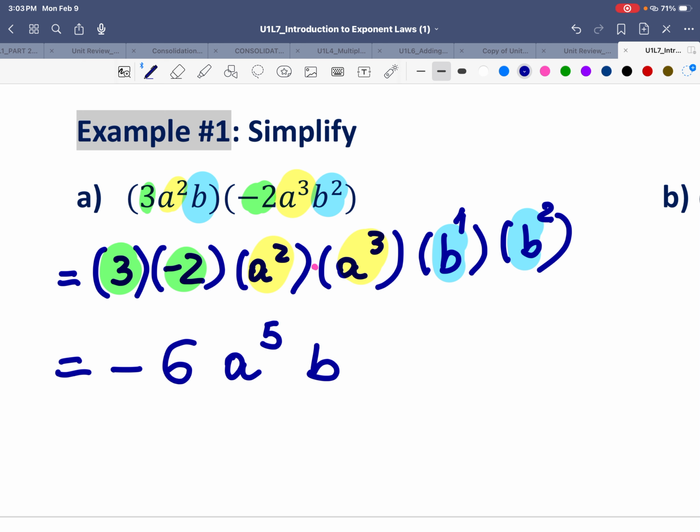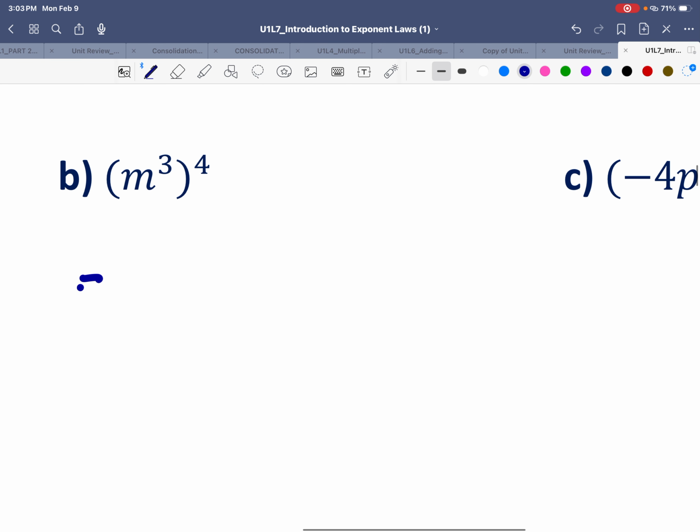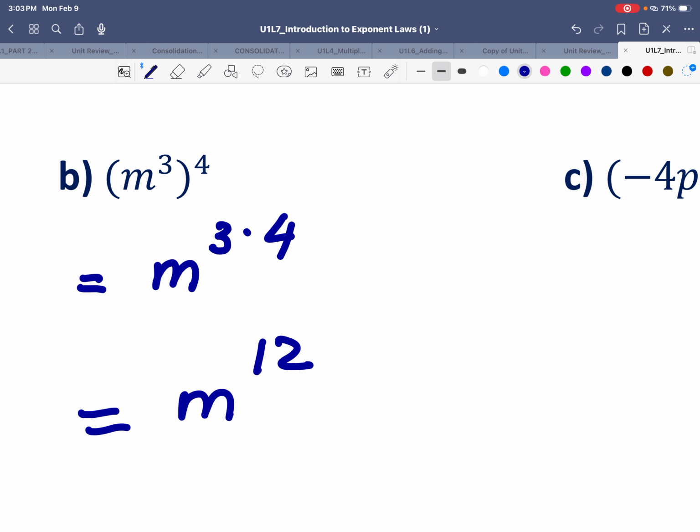Remember, when the power is not visible, it means that the power is 1. And 1 plus 2 equals 3, and that would be our final answer. Now, let's take a look at the next example. We have m to the power 3 to the power 4. This looks like the power rule where we have to multiply the exponents. So that would be m to the power of 12.